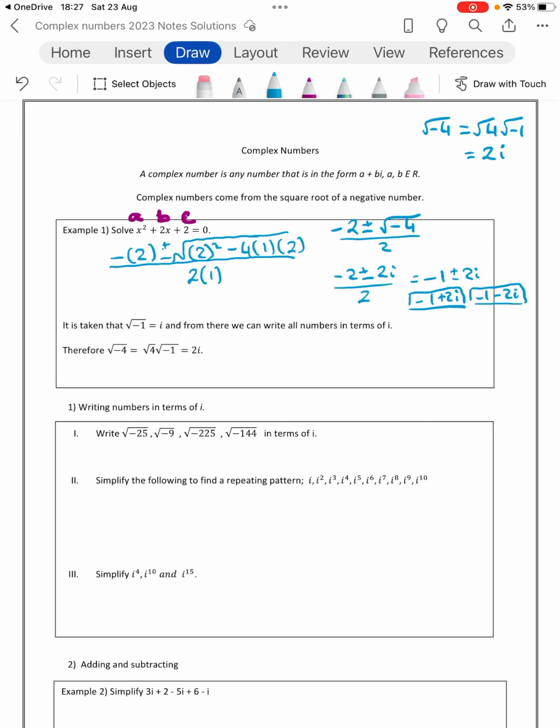If we take a little look at the writing underneath, it says it is taken that the square root of minus 1 is equal to i. And from there we can write all the numbers in terms of i. So therefore we have the square root of minus 4, that's where we're getting the 2i. We're going to practice a little bit of that in a second.